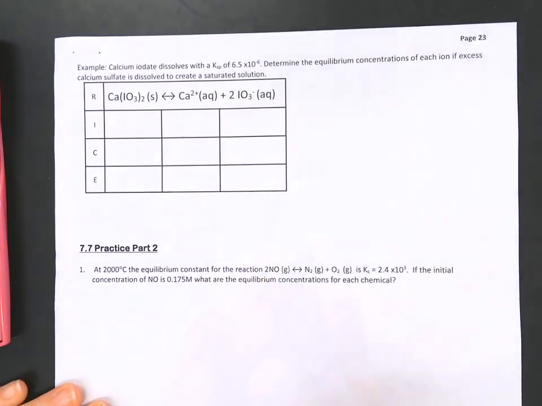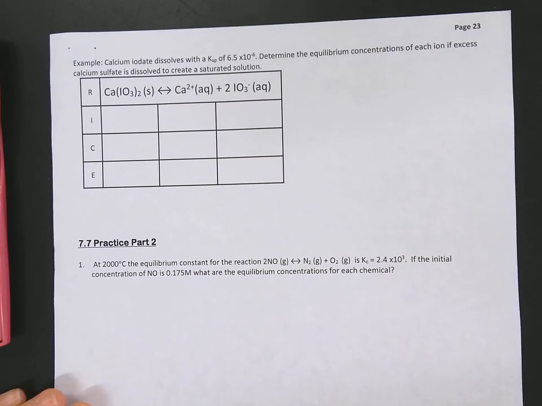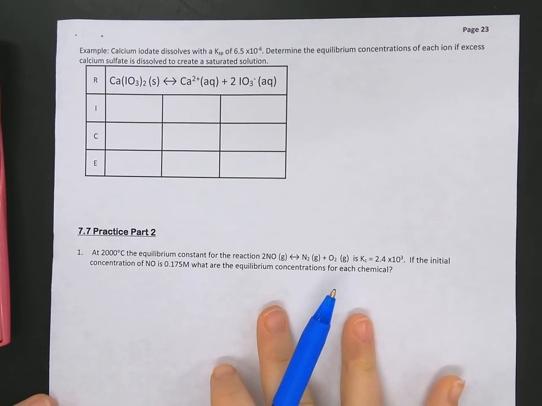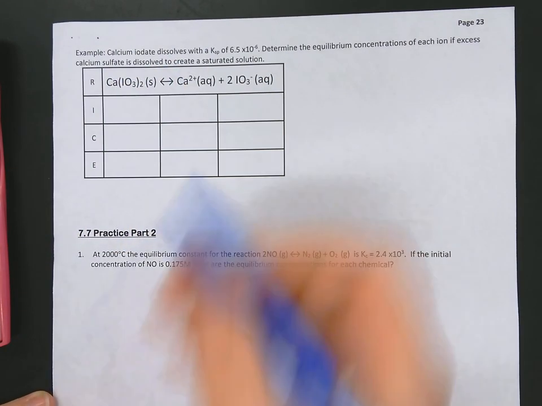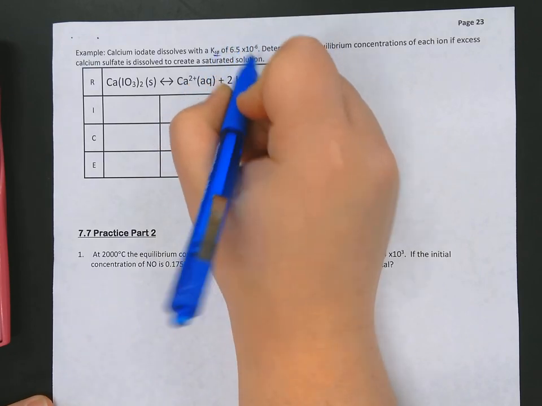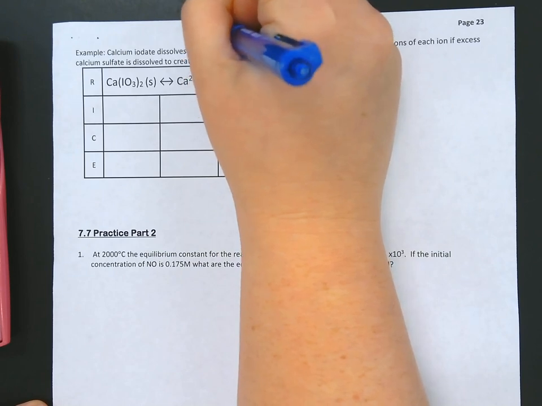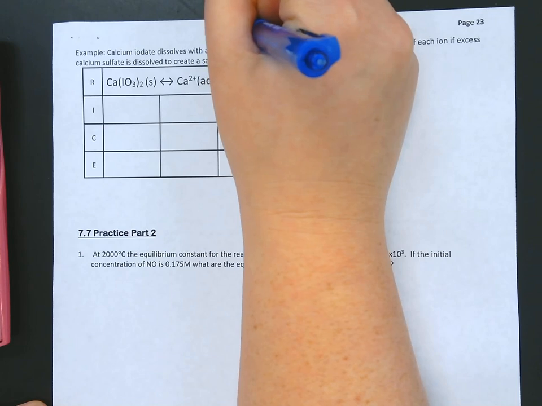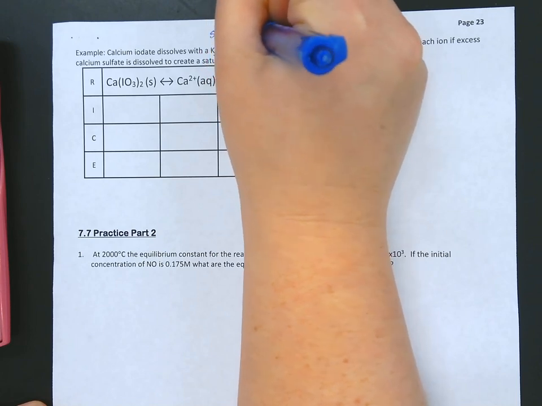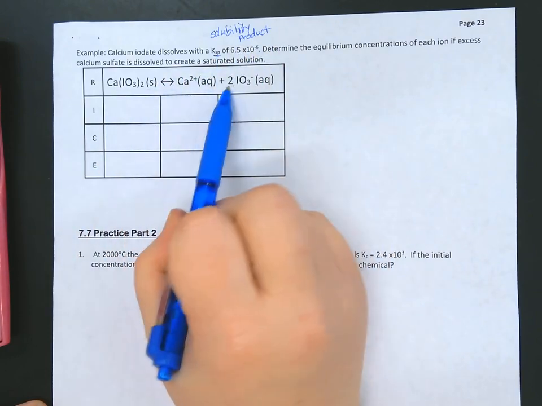Flip your paper. Go here. So our last one here says calcium iodate dissolves with a KSP. So we haven't seen that subscript much yet, KSP. We're going to deal with it more later in the unit, but it is called solubility product. So basically it's what the equilibrium is when something dissolves.